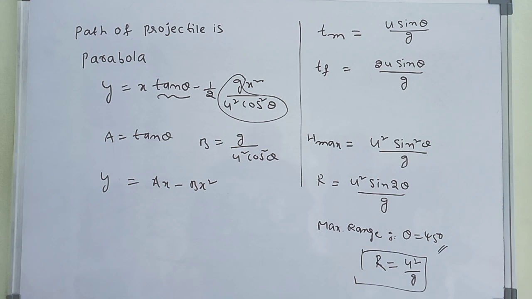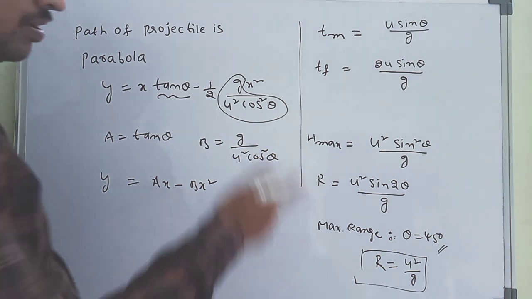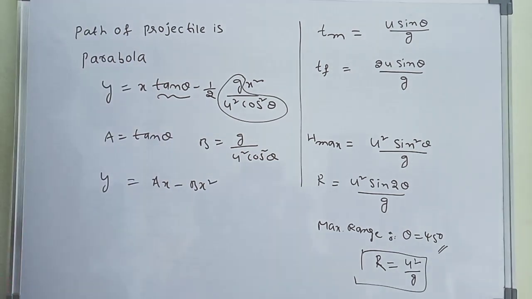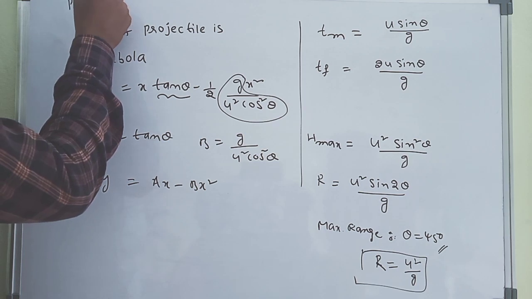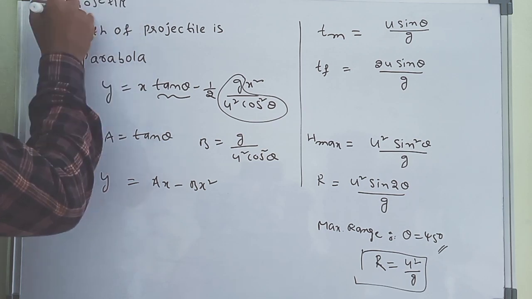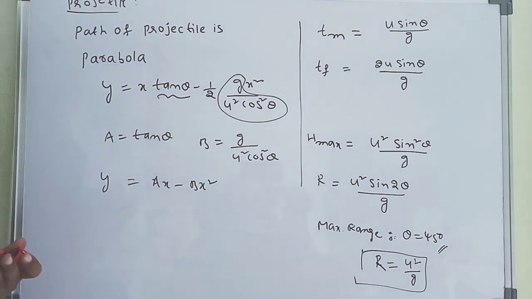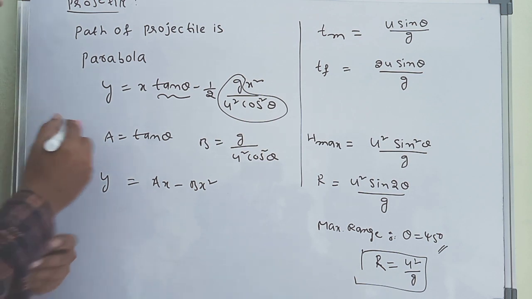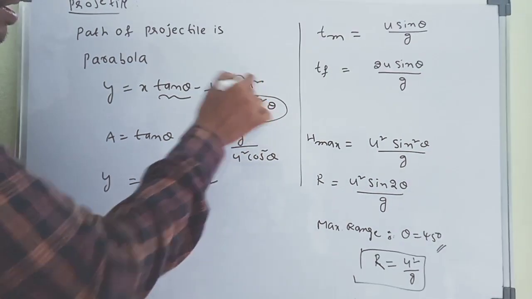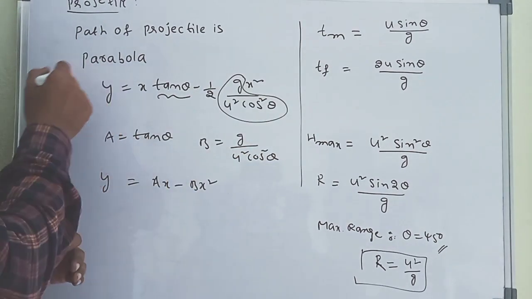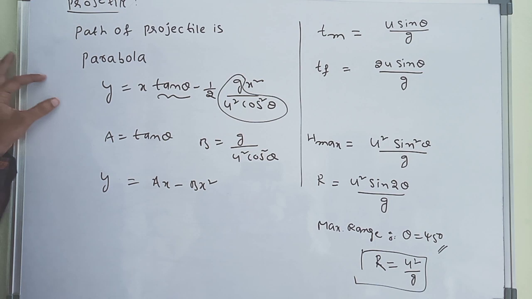So now see the formulas here. These are the formulas for our topic. Our topic is projectile. So these are the formulas for projectile. y is equal to x tan theta minus g by 2 u square cos square theta, into x square. So we get that the path of the projectile is a parabola.